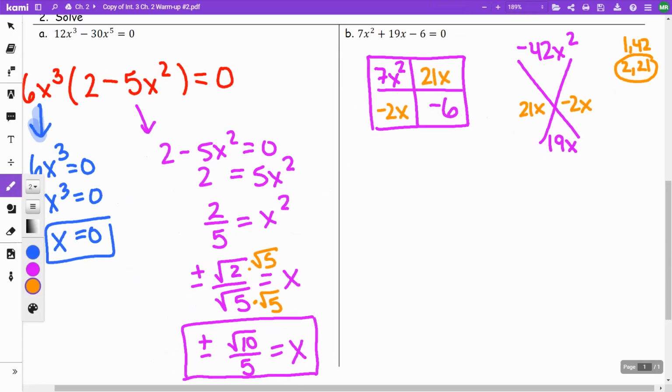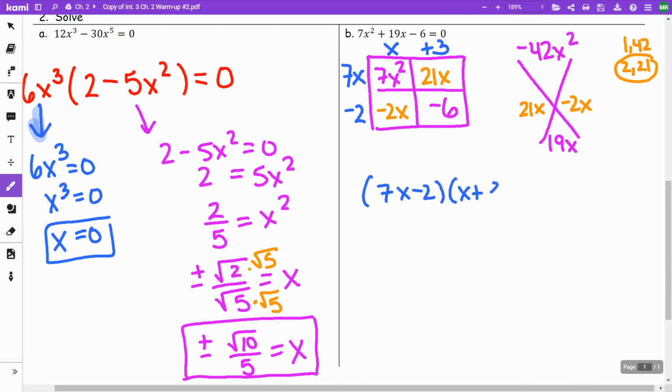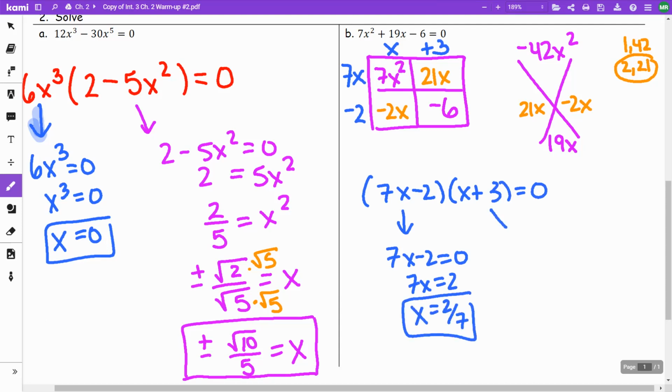And then I am going to figure out the outside. This is going to be a 7x. This is going to be an x, plus 3, minus 2. So I'm going to have a 7x minus 2 times an x plus 3 equals 0. This is going to be 7x minus 2 equals 0, which means 7x will be equal to 2. X will be 2/7. That's one answer. And this one, when I set it equal to 0, I'm going to get x is equal to negative 3, and that's going to be another answer.